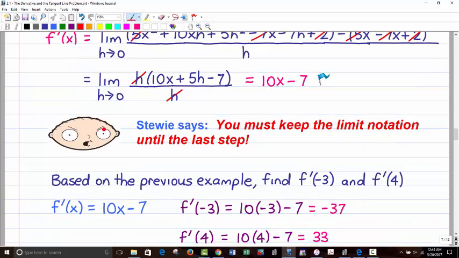All right, so you see Stewie's kind of yelling out here. Stewie's the alter ego here that fusses at you when you make any little mistakes. So Stewie's harping on that notation issue.